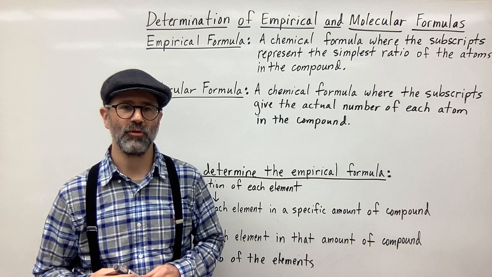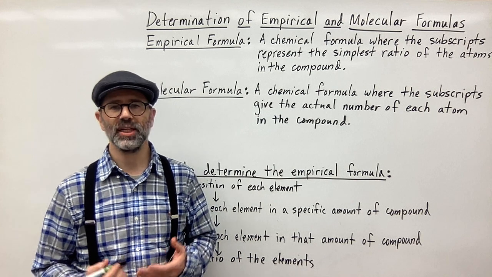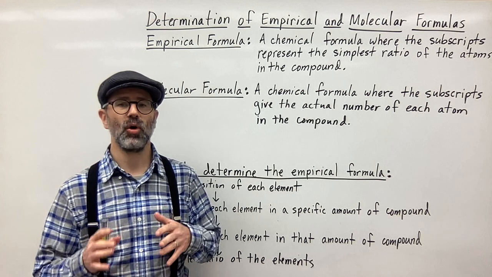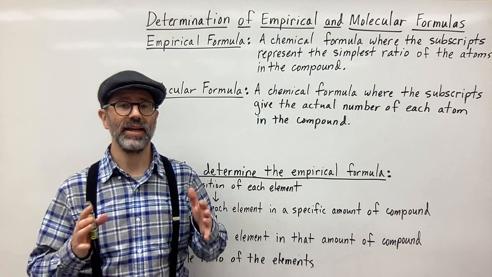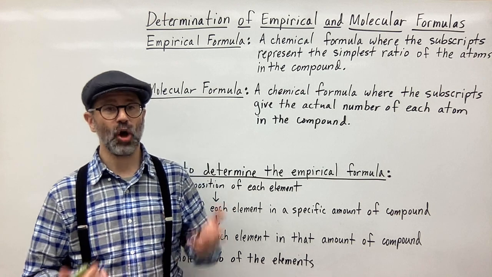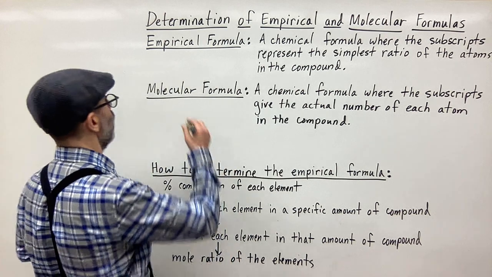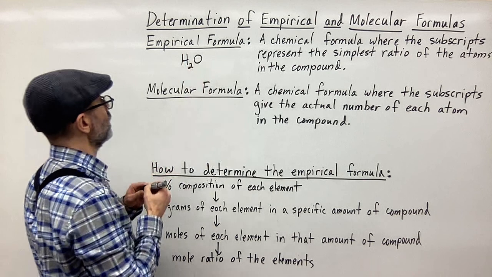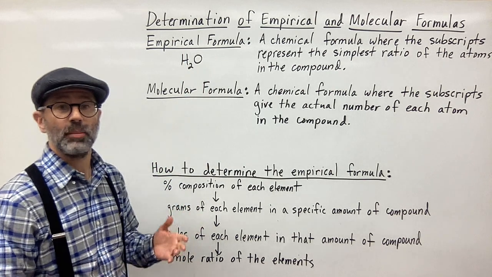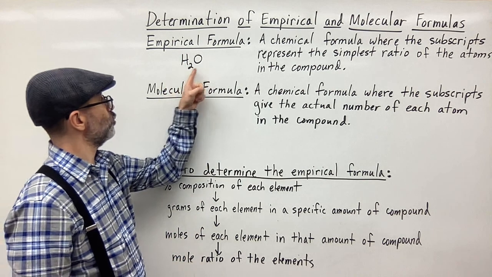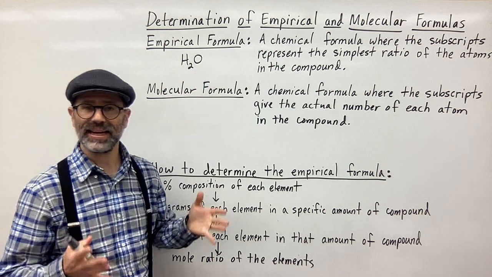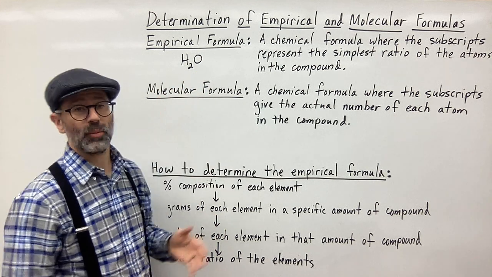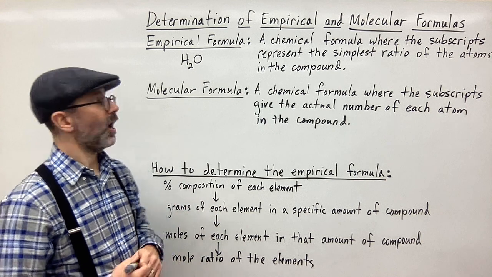So what is an empirical formula? An empirical formula is a chemical formula where the subscripts represent the simplest whole number ratio of the atoms in the compound. So, for example, H2O would be the empirical formula of water because it gives me a 2-to-1 ratio, and I can't get any simpler than that. So that would be the empirical formula for water, right?